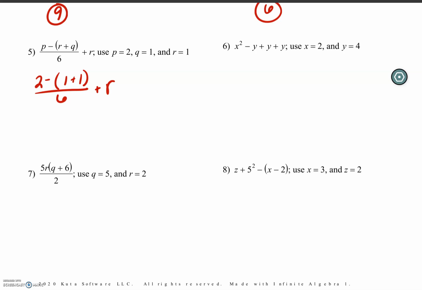So according to PEMDAS, we would take care of the parentheses first. So we would have 2 minus 2, over 6 plus, oh, that's not r, 1, sorry, 1. All right, but PEMDAS doesn't help us with a problem like this because there are no more parentheses, but we have to take care of that 2 minus 2 before we divide by 6. So 2 minus 2 would be 0, divided by 6, and 0 divided by anything is 0, plus 1, and our final answer would be 1.